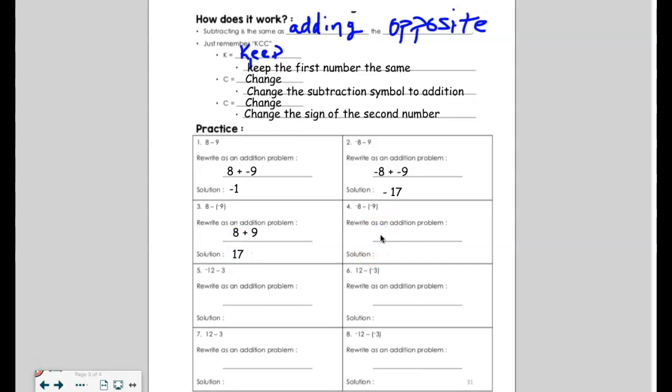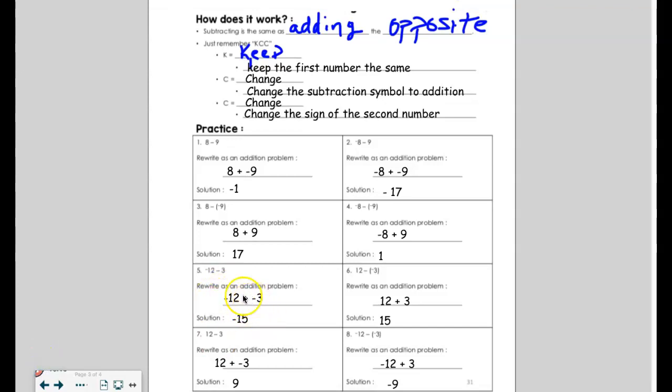And now we have negative 8 stays the same. Change subtraction to addition. Negative 9 becomes 9. So we have 1 positive left. So we have 1 positive as our answer. Okay, I want you to try these next 3 and then check your answers when you're done.